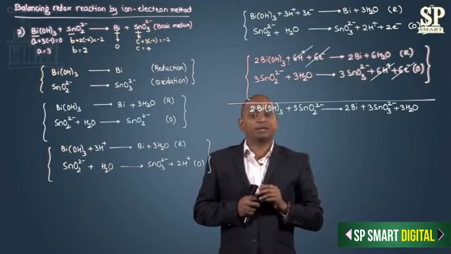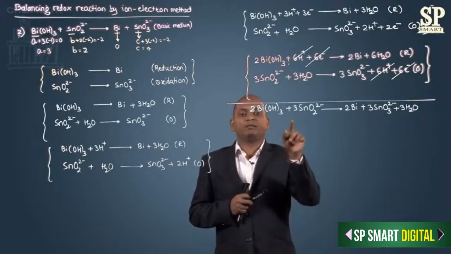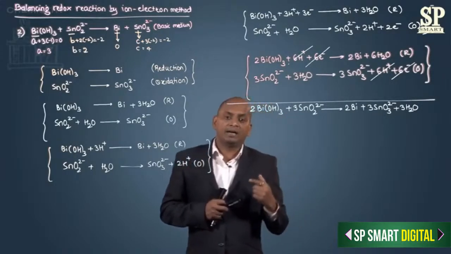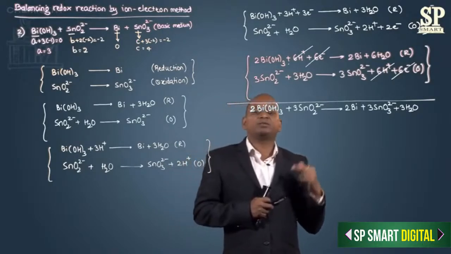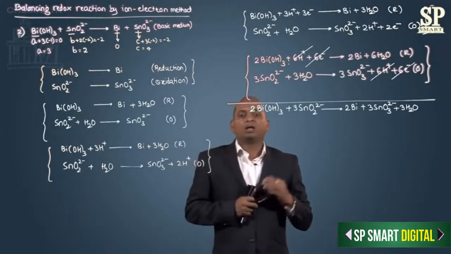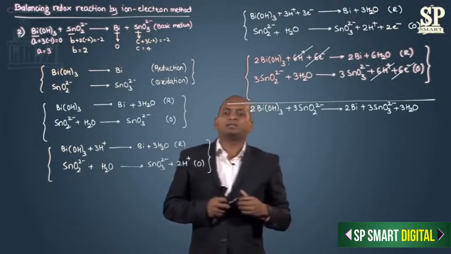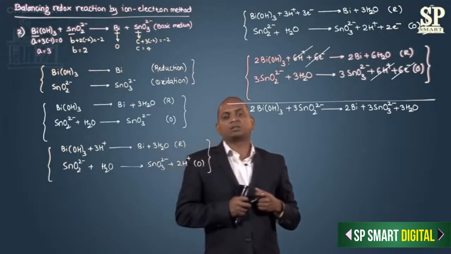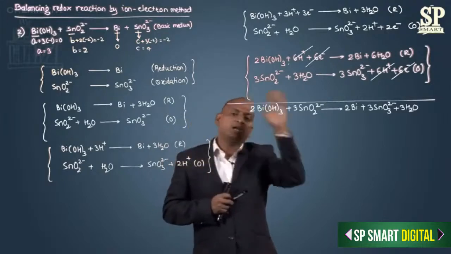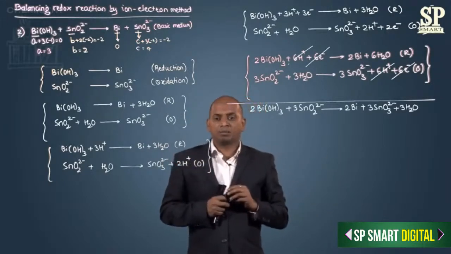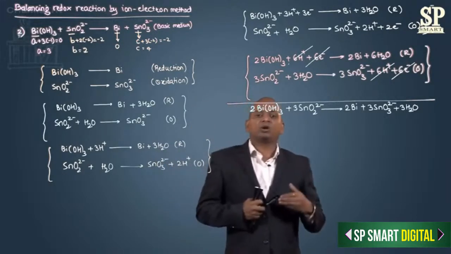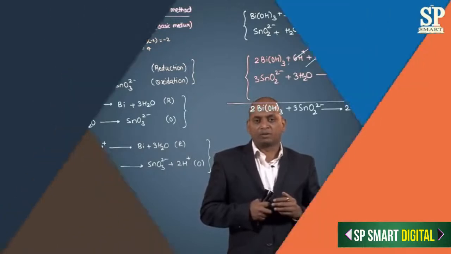If there is an acidic medium, then we can get H plus ions. So we need to understand in which medium the reaction is taking place. Now there is one more method for balancing the redox reaction, that is the oxidation number method. All these reactions we can again balance by using the oxidation number method, but for practice we will solve a few more examples.